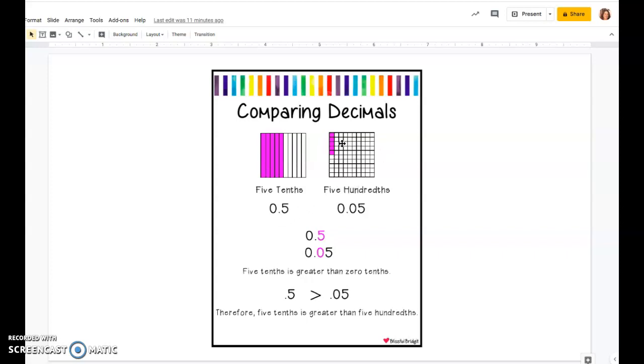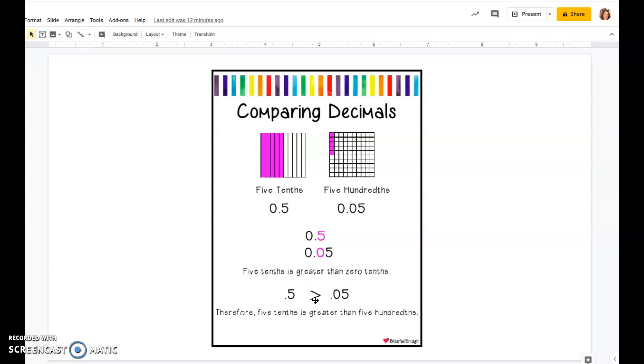This visual model is 5 hundredths. We take one whole, divide it into 100 equal parts, and color in 5. And this is how we write it numerically, 0.05, 5 hundredths. And so it's really easy to see that 5 tenths, or 5 dimes, is greater than 5 hundredths, or 5 pennies. And here's the sentence down here. 5 tenths is greater than 5 hundredths.